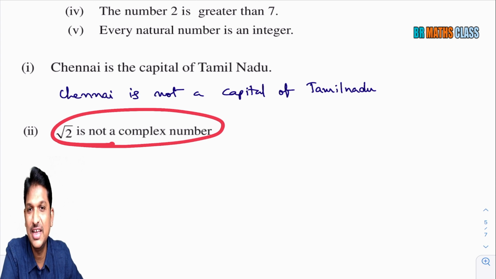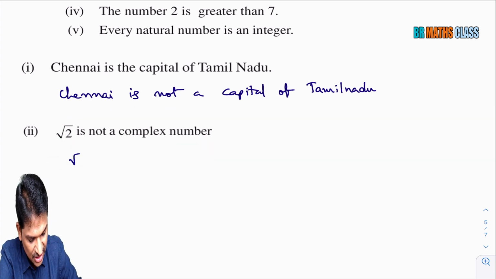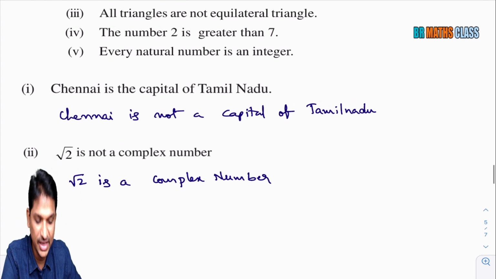Or else you can write like this also: it is false that root 2 is not a complex number. Like that also you can write. But I don't want to write all the things. Simple line. Root 2 is a complex number is the negation of this statement. That's it.